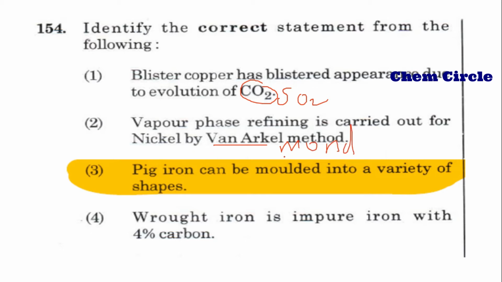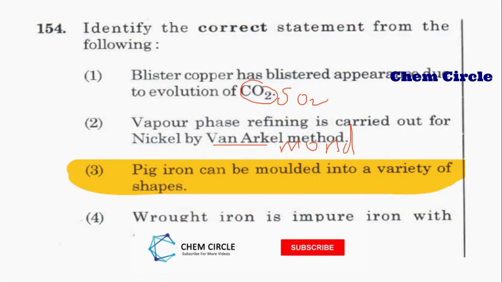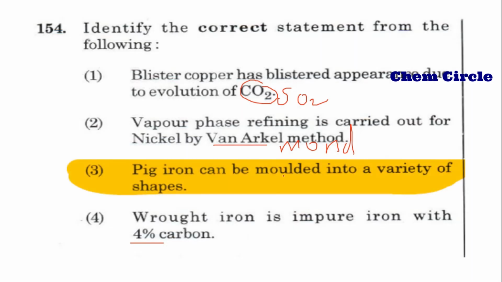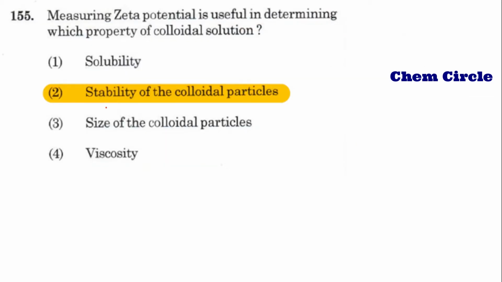So nickel by the Mond process is the correct answer. And the raw iron is impure with 4% carbon. So the percentage of carbon is wrong. But pig iron can be molded in varieties of shape. So pig iron can be used to mold varieties of shape. So it's correct. And next, measuring the zeta potential is useful in determining which property of the colloidal solution.